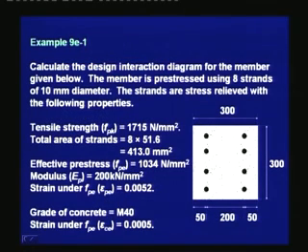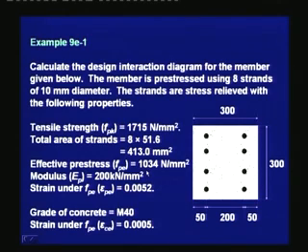Let us calculate the design interaction diagram for the member given below. The member is prestressed using 8 strands of 10 mm diameter. The strands are stress relieved with the following properties. The tensile strength is equal to 1750 Newton per millimeter square. The total area of tendons is 8 times 51.6, which is equal to 413 millimeter square.